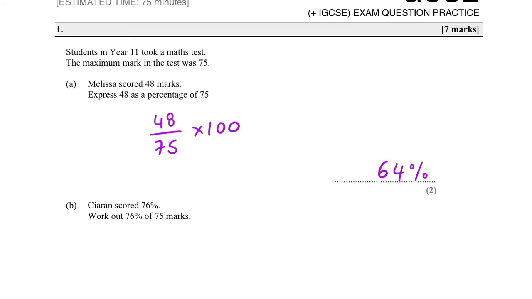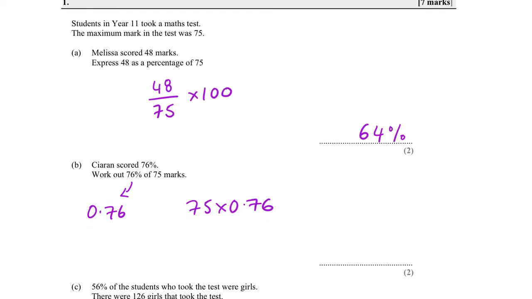Okay, question 2. Kirian scored 76%. Work out 76% of 75 marks. Now, lately we've been using the multiplier method, haven't we? So what is 76% as a multiplier? 0.76, because we divide by 100. So we're going to do 75 times 0.76 to find out the total amount. So the answer is 57 marks.